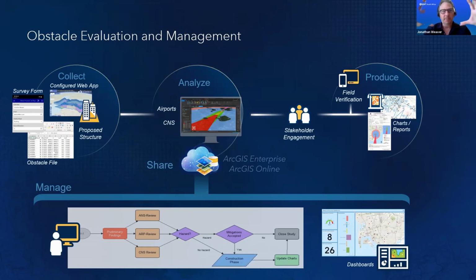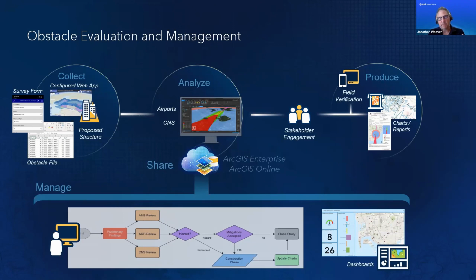But really, when we look at obstacle evaluation and management, similar to what we saw previously in terms of our vision for aviation, we're taking that same vision and distilling it down to a single workflow around obstacles. So collecting information, it could be from an obstacle file, it can be from a survey point, it can be from other web services that we pull information from. We want to be able to take that and analyze it against the safeguarding surfaces, the Annex 14 surfaces, for example, produce the obstacle charts or various reports that are necessary, and then share and manage that across the life cycle of the obstacle.